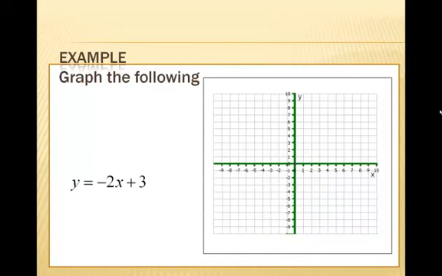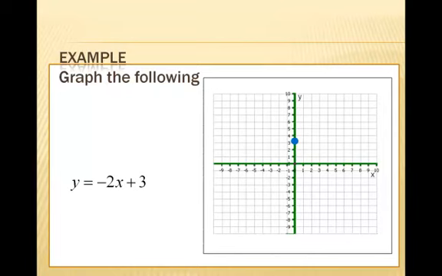Here I have y equals negative 2x plus 3. And again, this is in slope-intercept form. Our slope is negative 2, and our y-intercept is 3. So let's start with that y-intercept and put a point right on the y-axis where y is equal to 3.